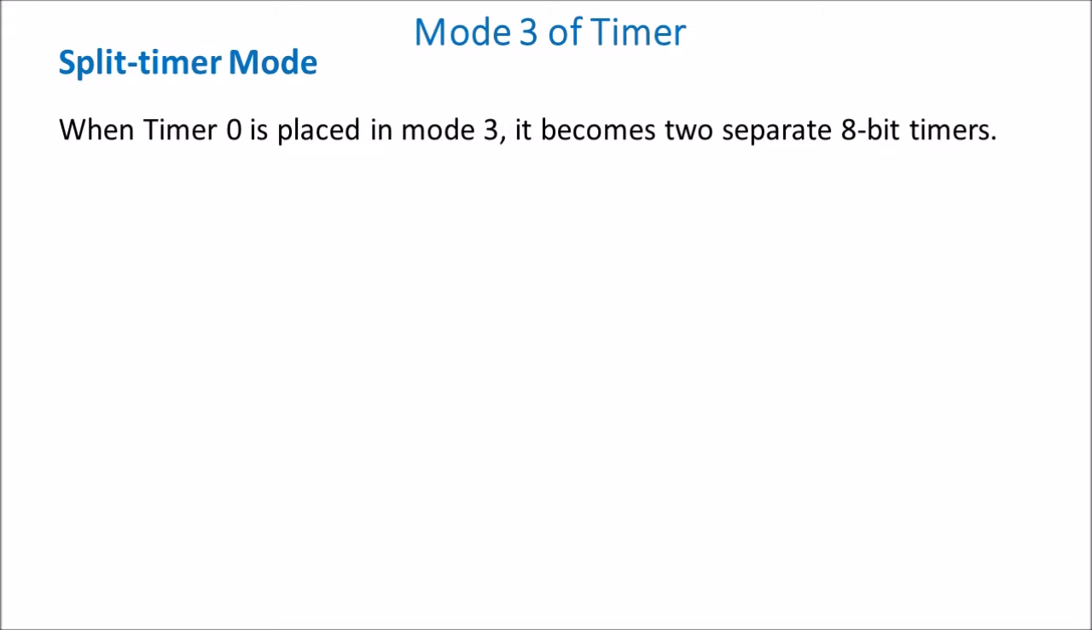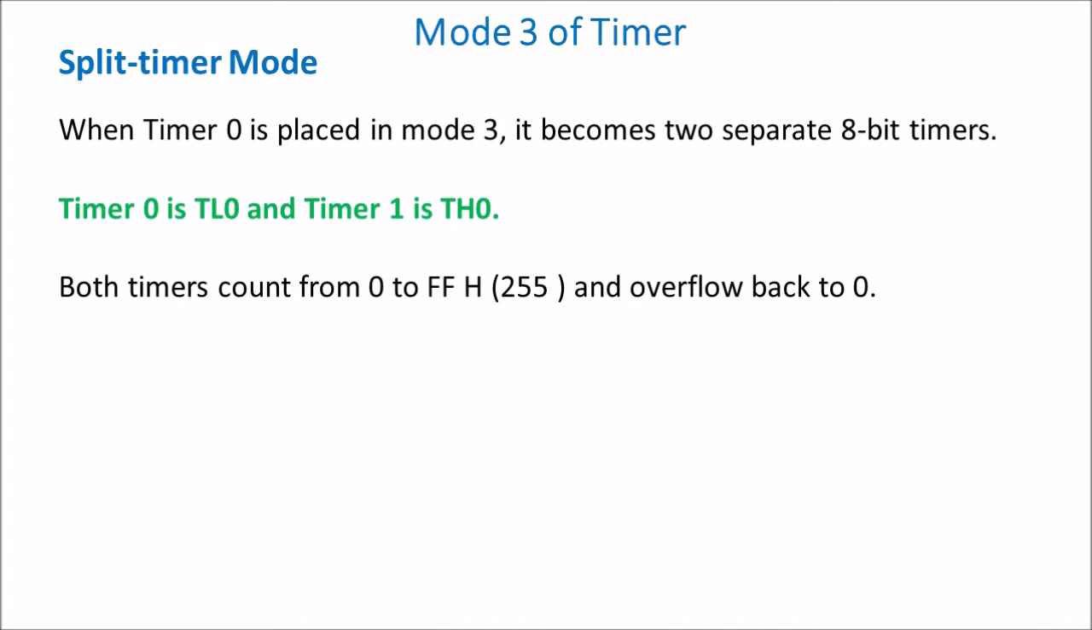Mode 3 of timer is called a split timer mode. So here timer 0 can be used in mode 3. So when we use timer 0 in mode 3, it becomes two separate 8-bit timers. The TL0 register can be used as a timer 0 and TH0 register is used as a timer 1. So both these timers can count from 0 to FFH. So both can be used as an 8-bit timer separately.